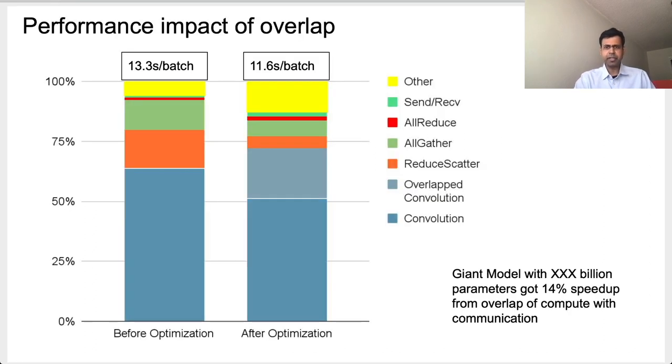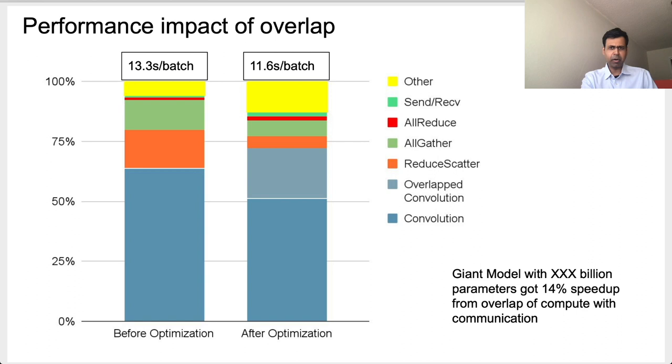Some preliminary performance results. Our collaborators will present more detailed performance results in future papers. This shows a giant model with XXX billion parameters, and we see a 14% speedup. The step time is reduced from around 13.3 seconds to 11.6 seconds. Note on the left side, which shows the before optimization percentage of each computation, the convolutions are around 60%, and the collectives are between 30 to 35%.